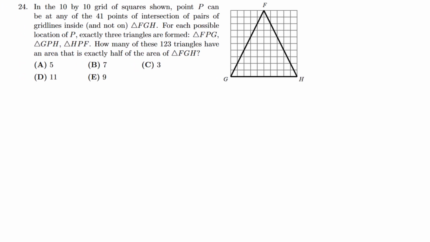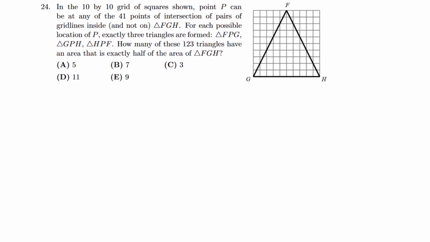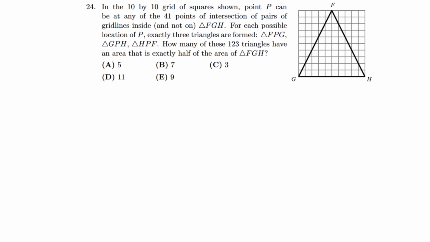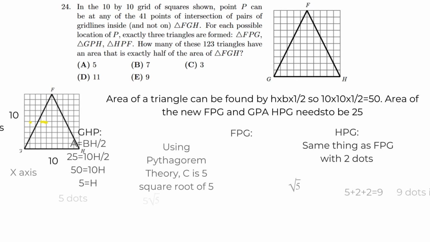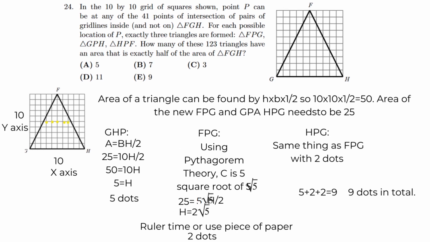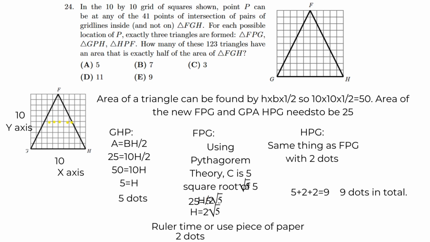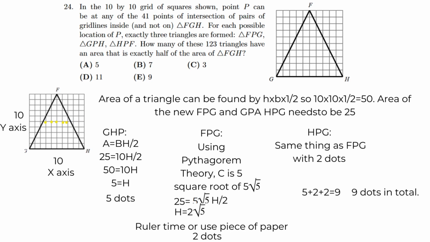Welcome back. Today we're looking at question 24 from the 2020 Gauss Math Week Grade 7 Under. As shown, point P can be anywhere in the 41 points of intersection of pairs of grid lines inside, and not on, triangle FGH. For each possible location of P, exactly 3 triangles are formed: the triangles FPG, GPH, and HPF.